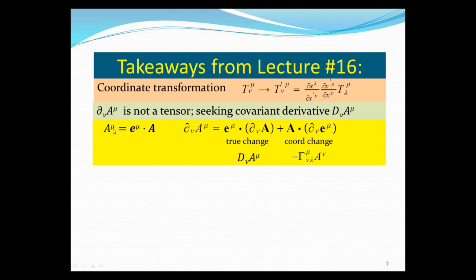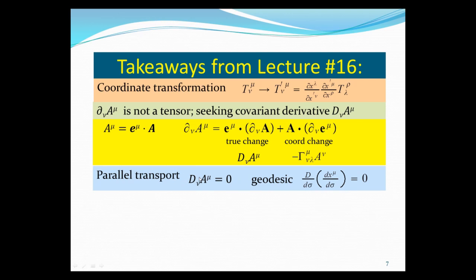Now, the tensor components are the projection of A along the basis. So the ordinary derivative means you're holding the base vector and differentiating the vector itself, and then holding the vector itself and differentiating the basis. Now, the first one corresponds to the change in the vector itself. We call it the true change. That's only when the vector really changes. And the second one is simply due to the coordinate change, because the bases are moved. For this, we parameterize the derivative of the basis as the Christoffel symbol.